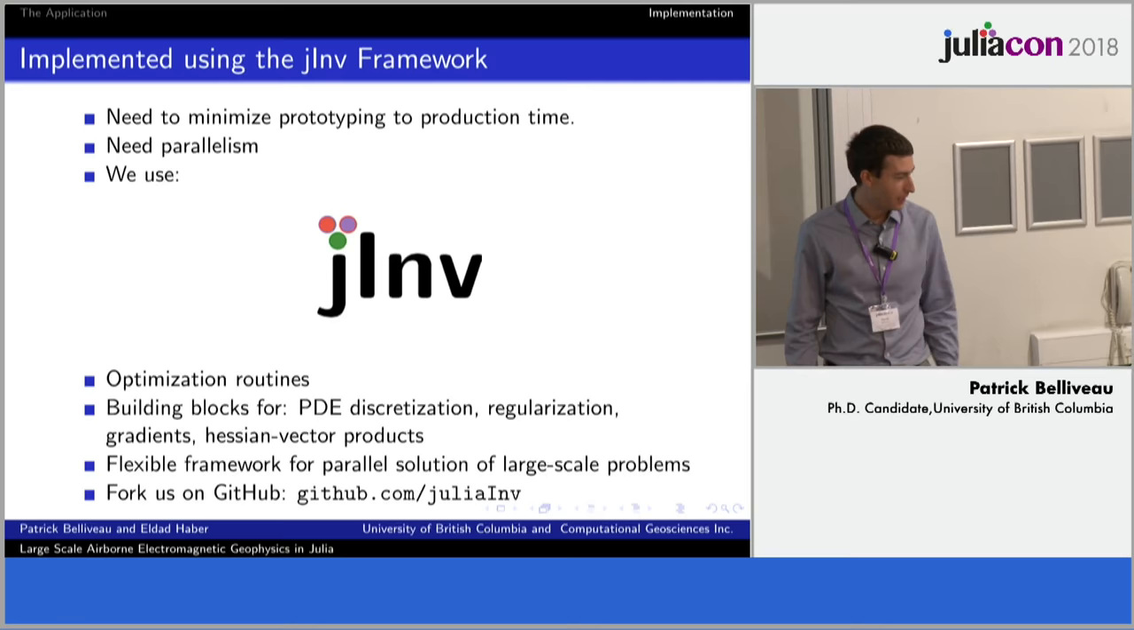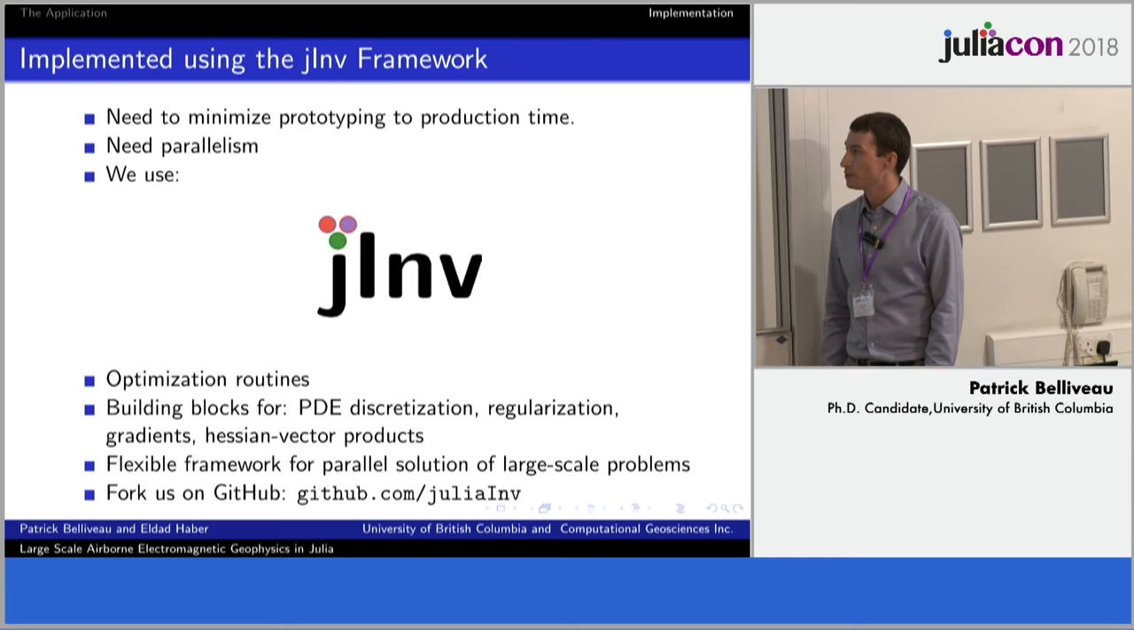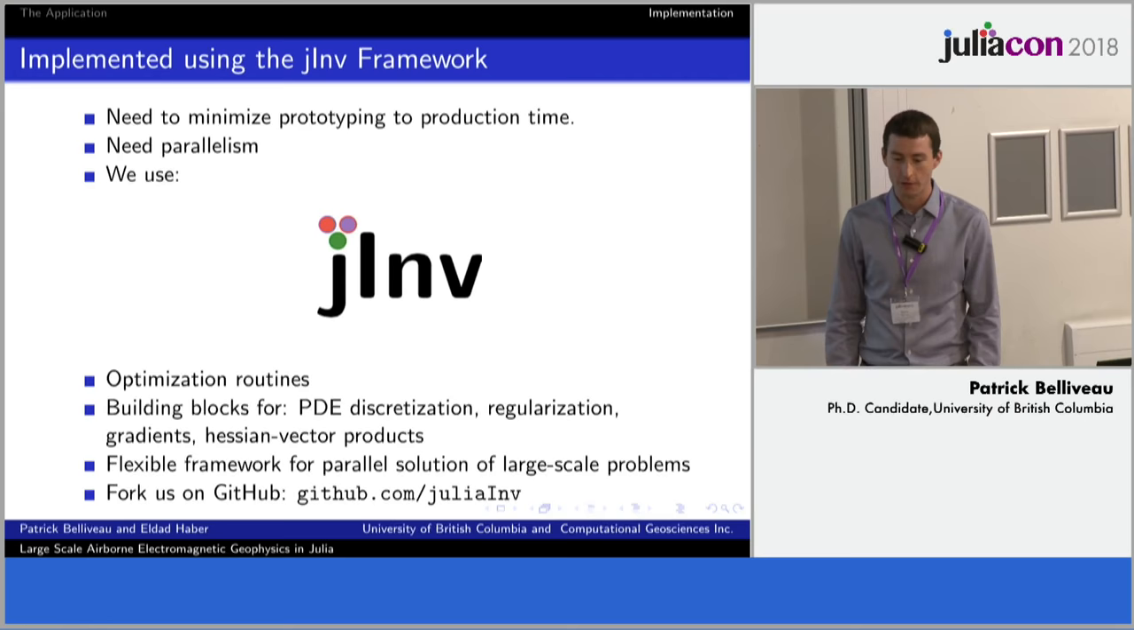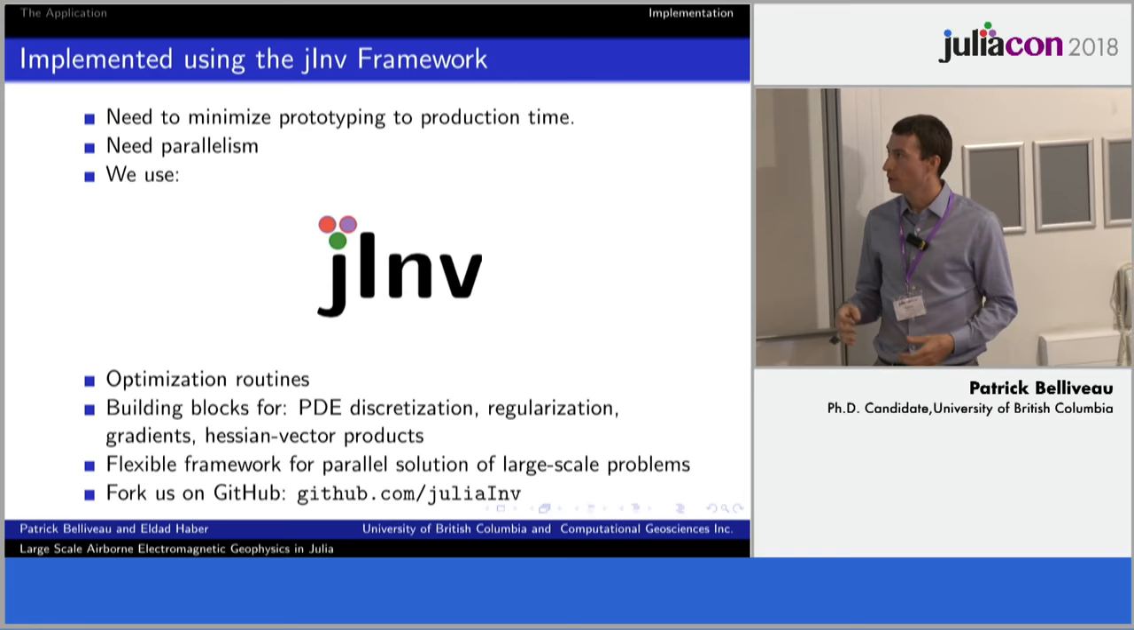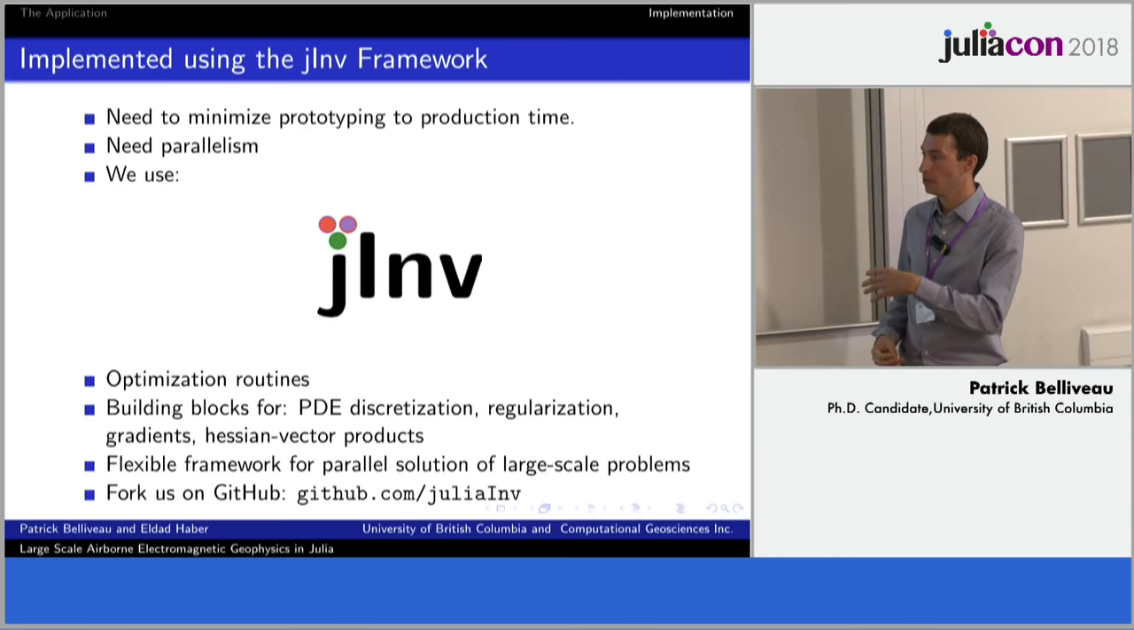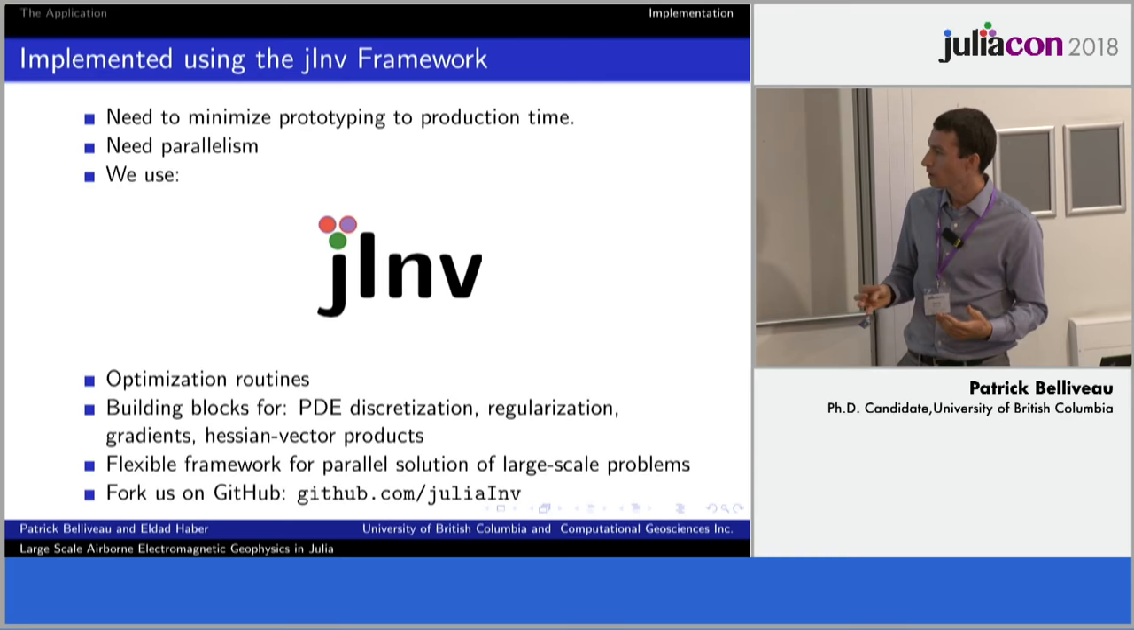That brings us to Julia and why we chose to use it. The reasons we first got into Julia are things you've probably heard multiple times at this conference. We really wanted to close the gap between prototyping new ideas, doing research, and actually getting code into production, especially when we're not just doing academic work. We are doing large-scale work for industrial clients.